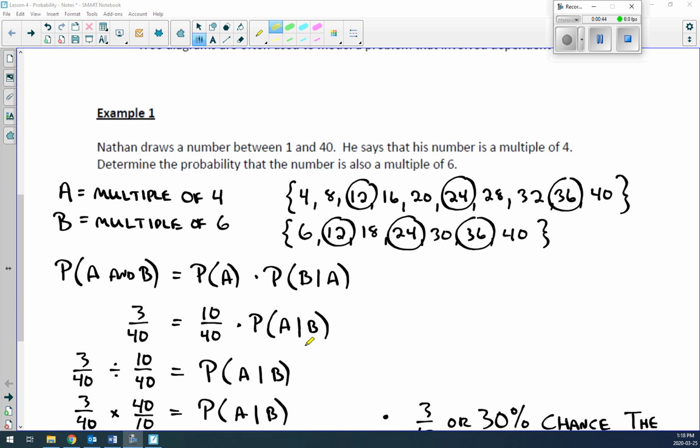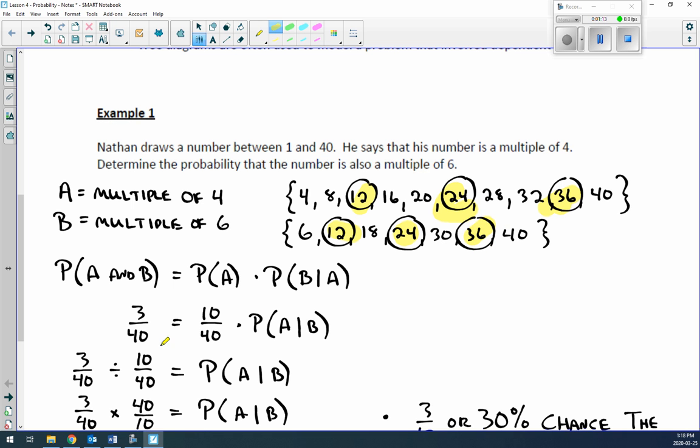Nathan draws a number between 1 and 40. He says that his number is a multiple of 4, right? So here's the big listing. A, multiples of 4: 4, 8, 12, 16, 20, right? We're going up by 4s every time, all the way up to 40. Determine the probability that the number is also a multiple of 6. So B, multiples of 6: 6, 12, 18, 24, 30. You can see we've circled all the ones that are the same for both: 12, 24, and 36.